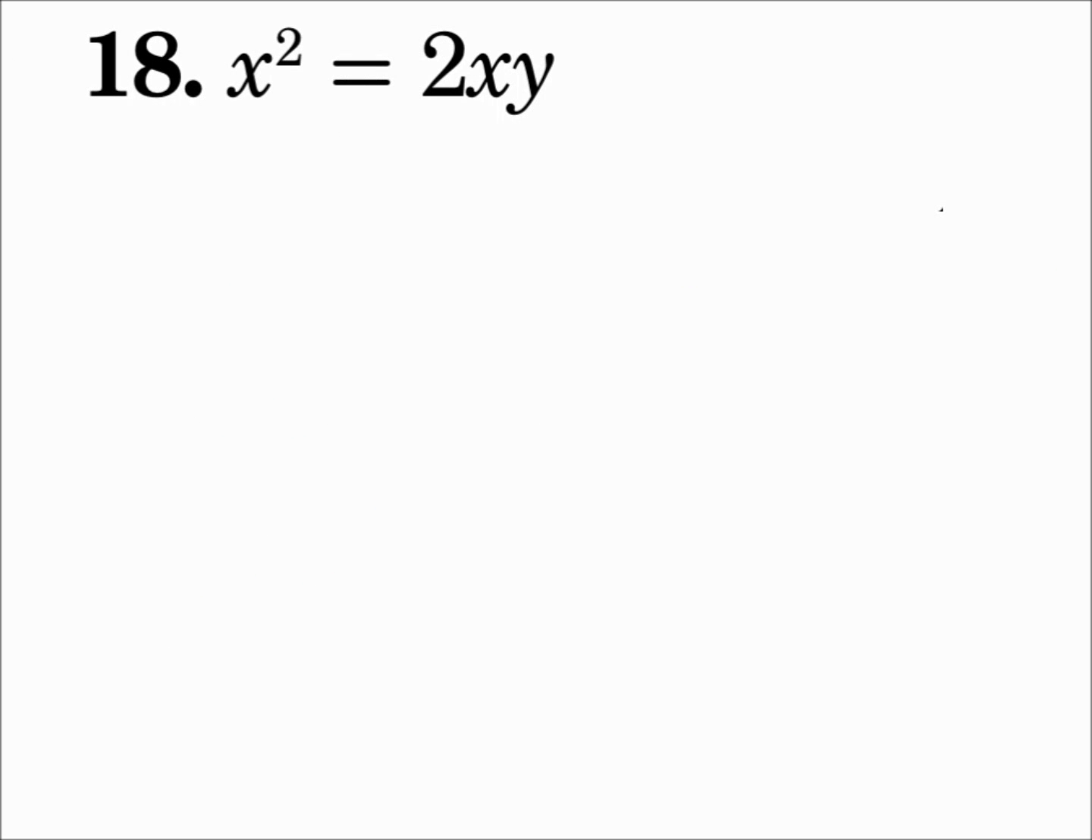Number 18. X squared equals 2xy. Well, this one's definitely a no. You can't have x squareds, and you can't have x times y. Either one of them would have made it a no, but we have two of them, and it's still a no.